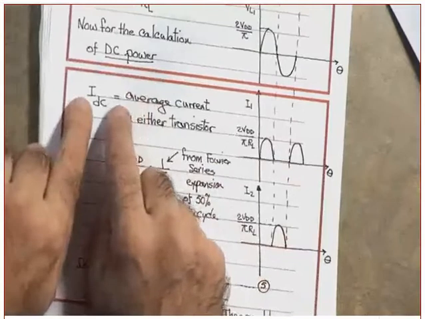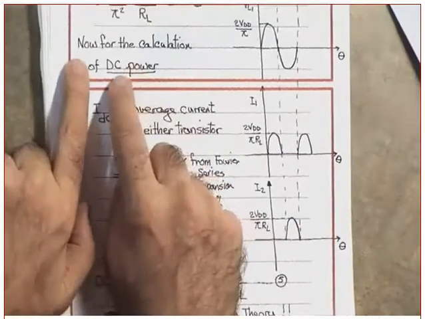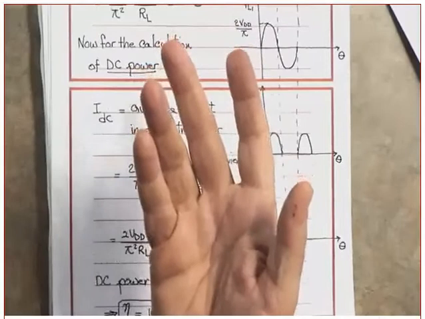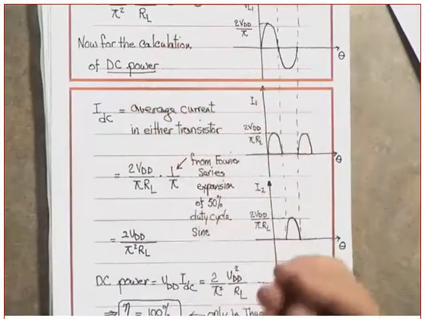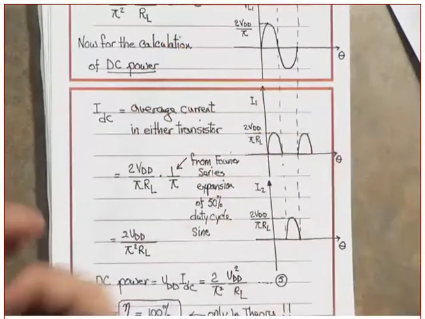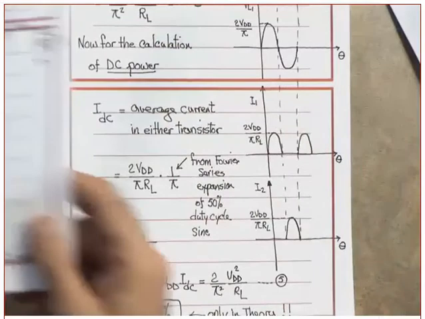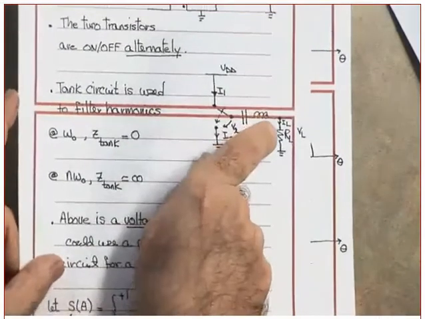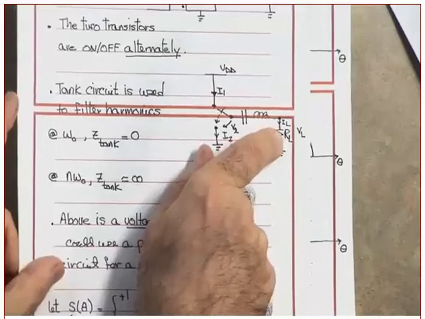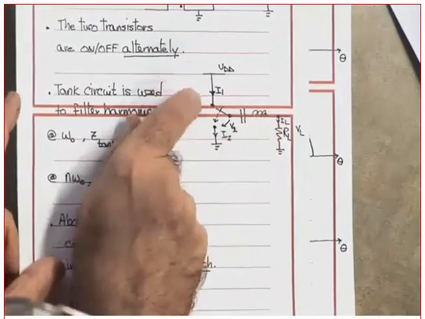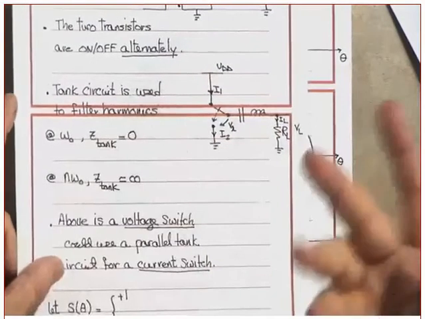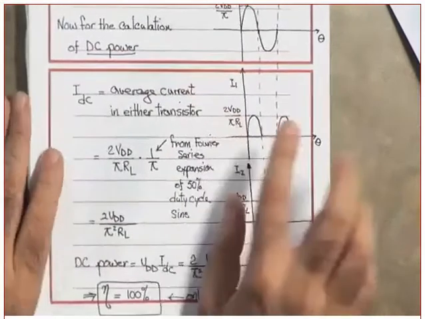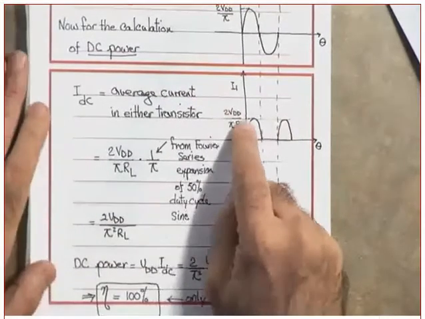Okay. Now, what is the DC power? To calculate the DC power, I need to calculate the DC current. Yes or no? Yes. What is the DC current? By the way, I'm not talking about the DC current here. The DC current here is zero. I'm talking about the DC current in either of the transistors. Yes? Now, what is the current in any transistor?